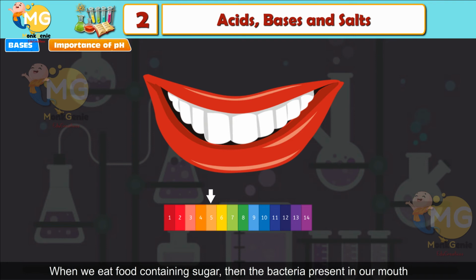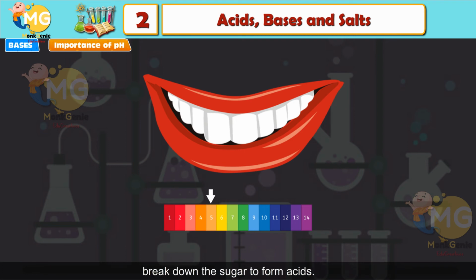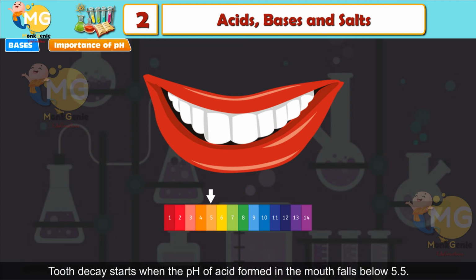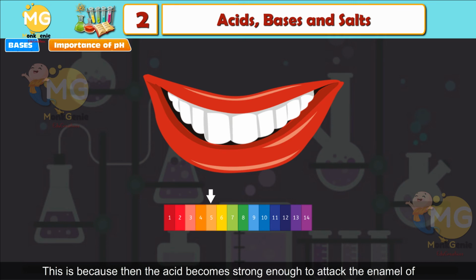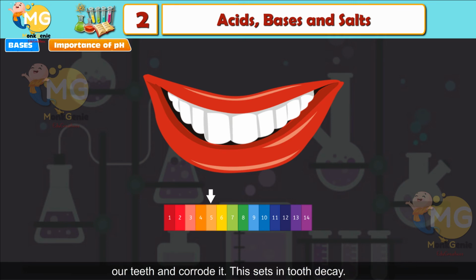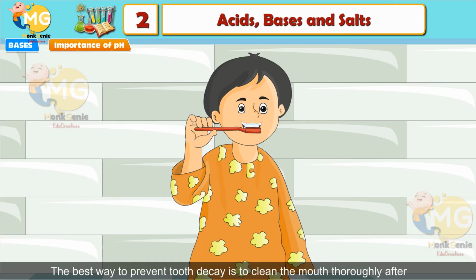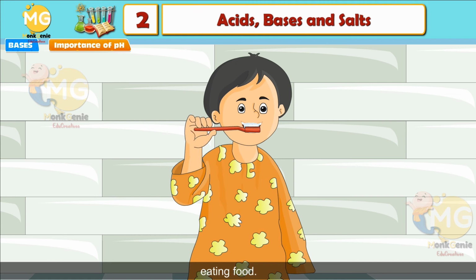When we eat food containing sugar, the bacteria present in our mouth break down the sugar to form acids. This acid lowers the pH in the mouth. Tooth decay starts when the pH of the acid formed in the mouth falls below 5.5. This is because the acid then becomes strong enough to attack the enamel of our teeth and corrode it. This sets in tooth decay. The best way to prevent tooth decay is to clean the mouth thoroughly after eating food.